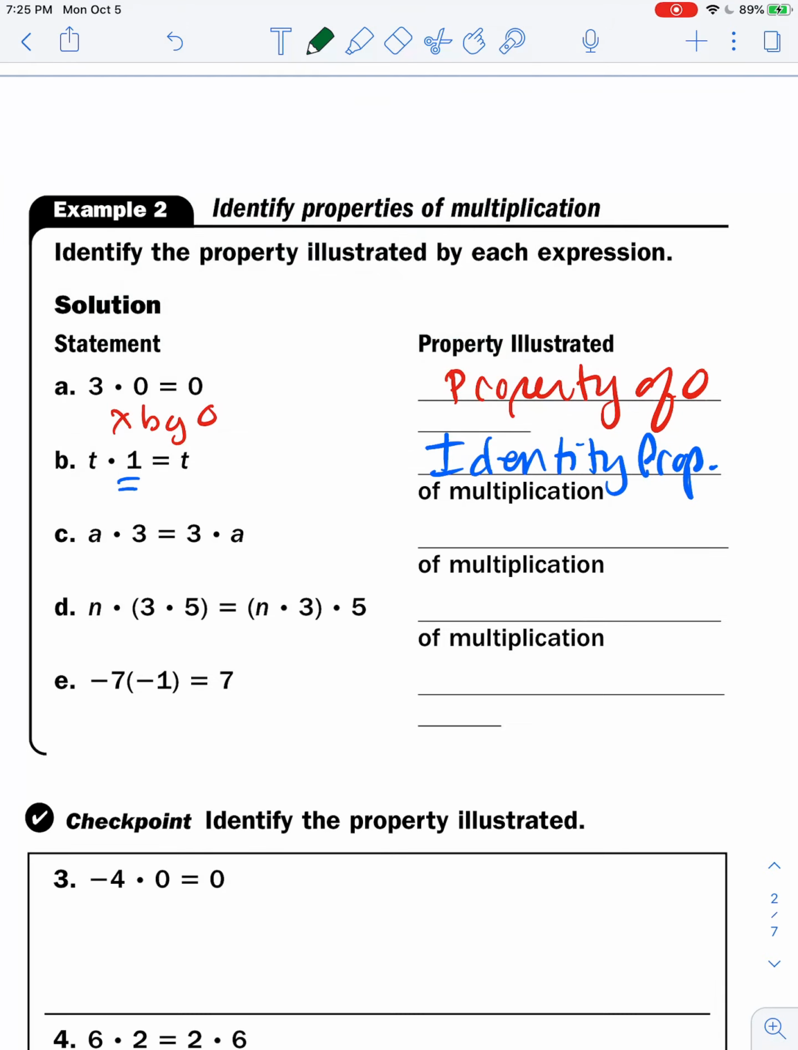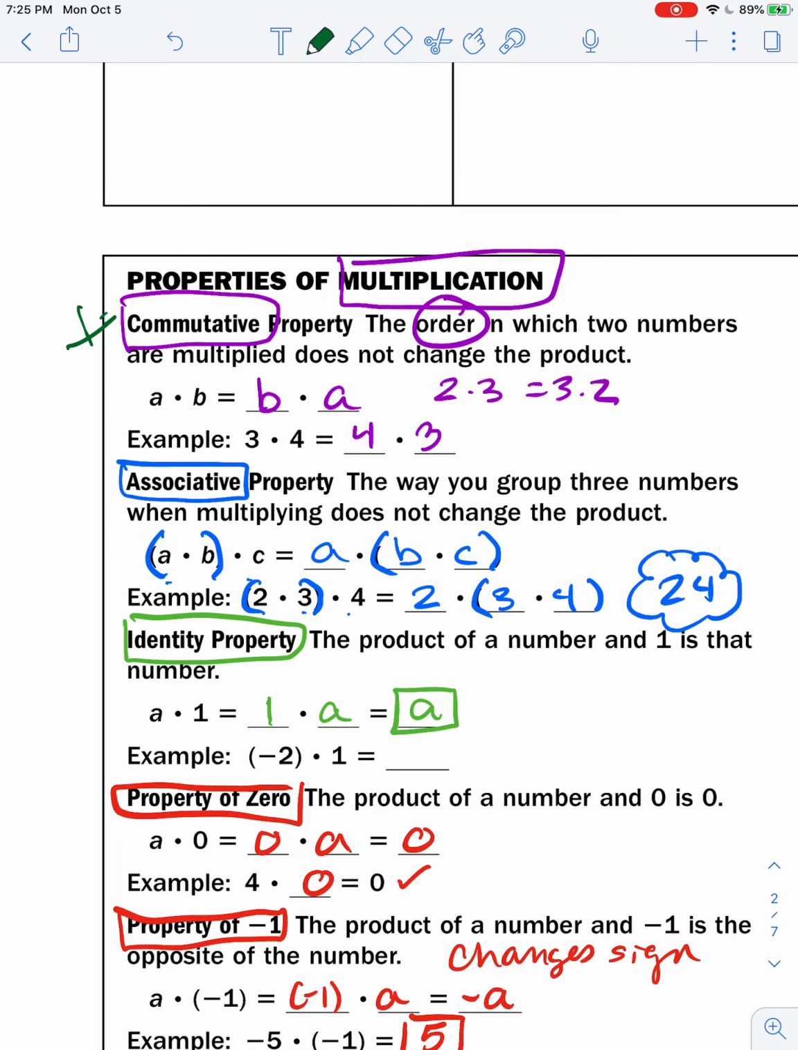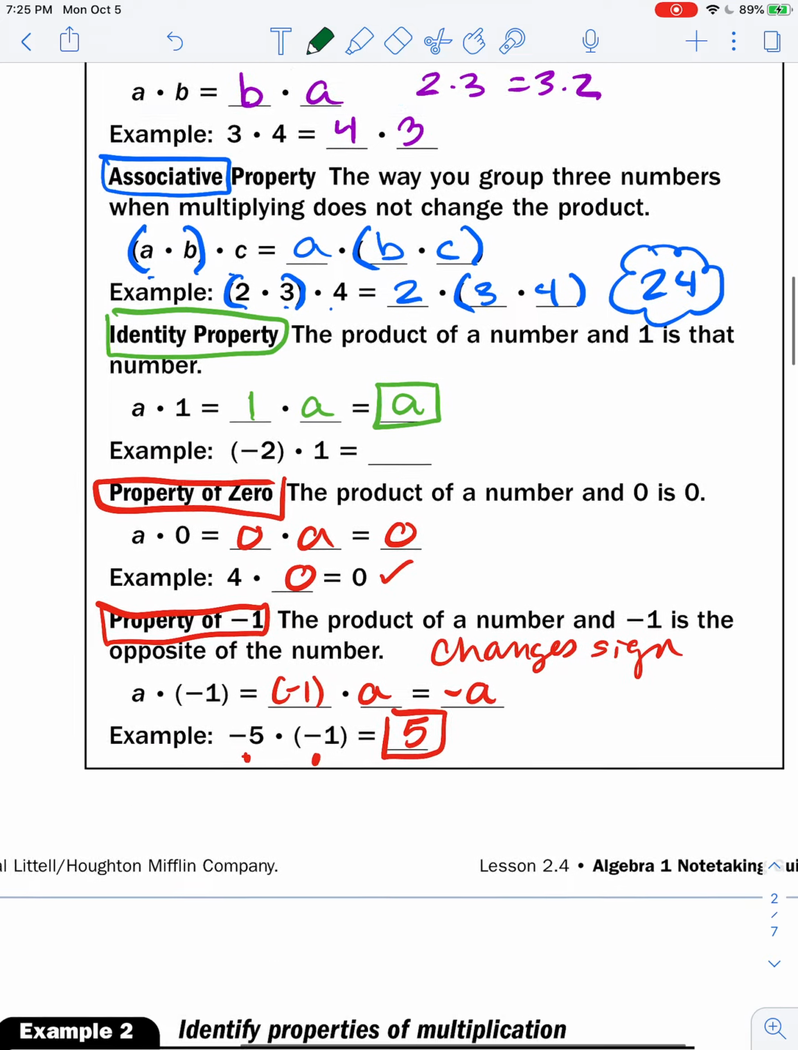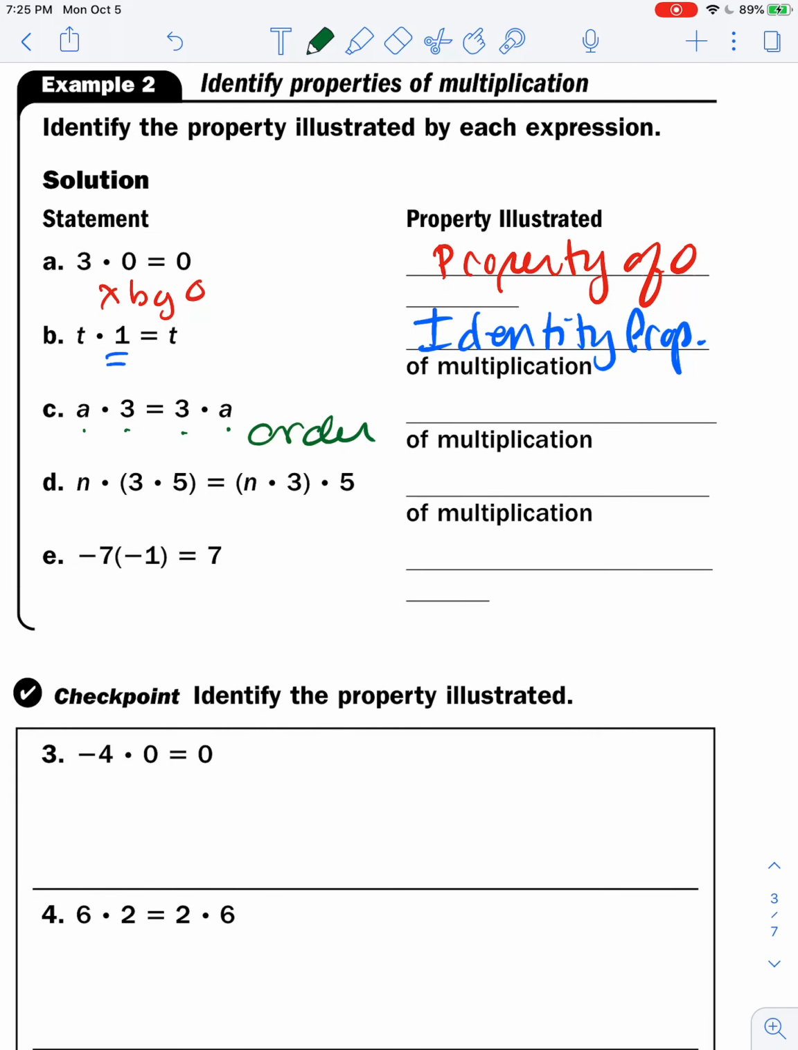Alrighty. In the third one, they did a times 3 and 3 times a. So they shifted the order of things. And just like with addition, the order property is called commutative, back and forth. Like you commute to school, commute to work, you go back and forth. So here, this is going to be the commutative property.